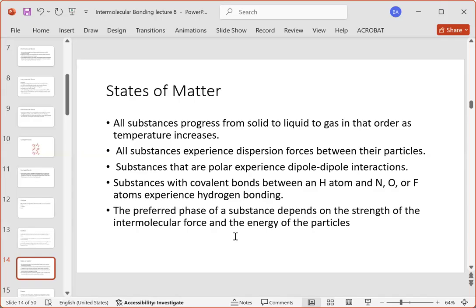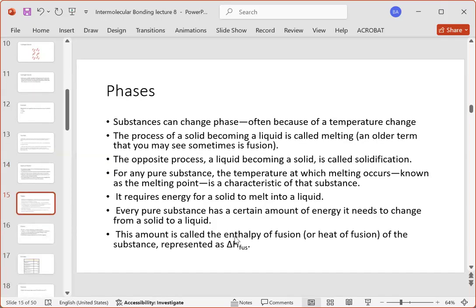All substances experience dispersion force between their particles, and we said this before. Substances that are polar experience dipole-dipole interaction. Substances with covalent bonds between the hydrogen atom and nitrogen, oxygen, or fluorine have a hydrogen bond. The phase of a substance depends on the strength of the intermolecular force and the energy of the particles.